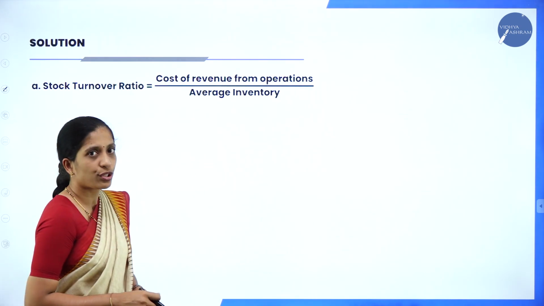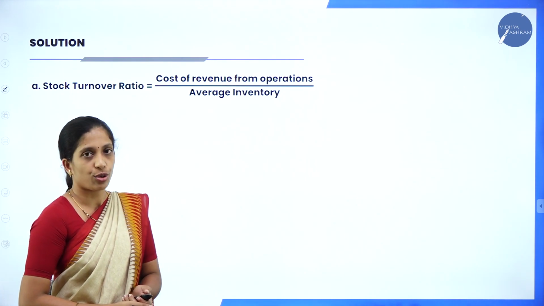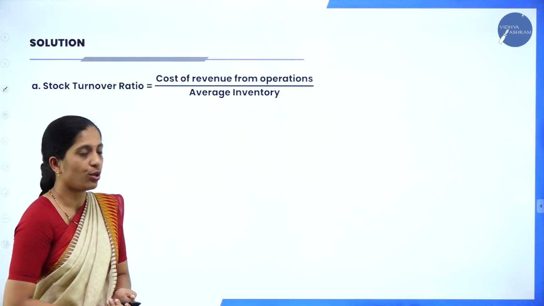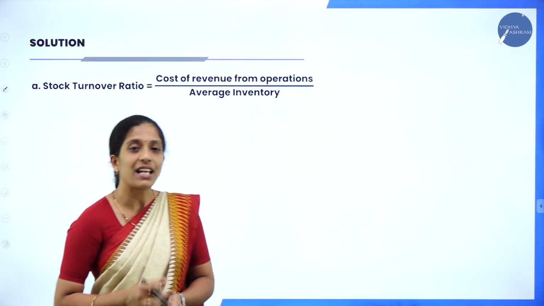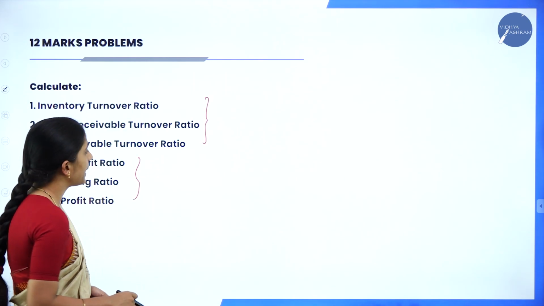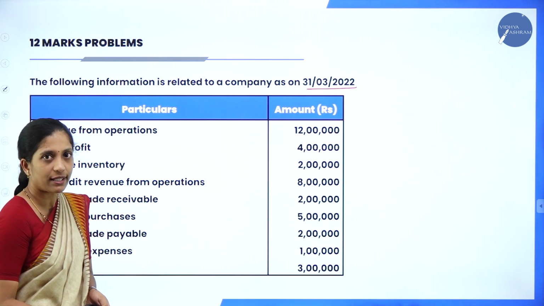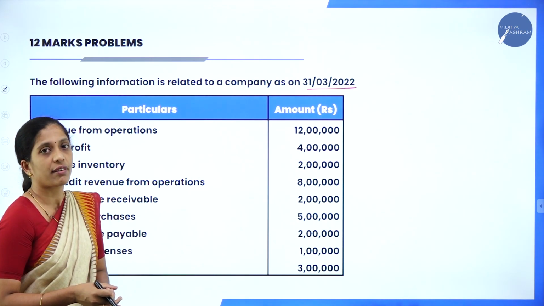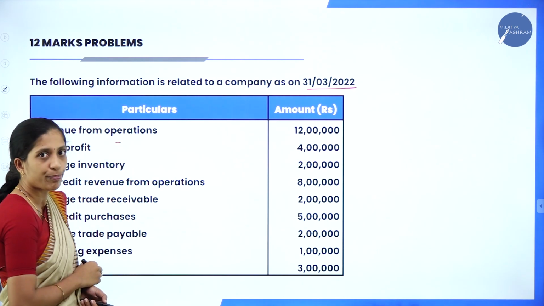So this is the solution. So first we shall start with stock turnover ratio or inventory turnover ratio. So what is the formula? Cost of revenue from operations divided by average inventory. Now let us see whether they have given us directly. So if you see the problem, cost of revenue from operation is not there. So how to find out cost of revenue from operation? Revenue from operations minus gross profit.